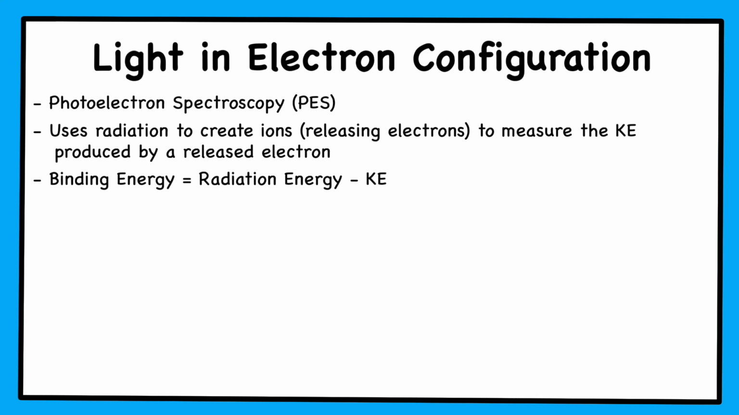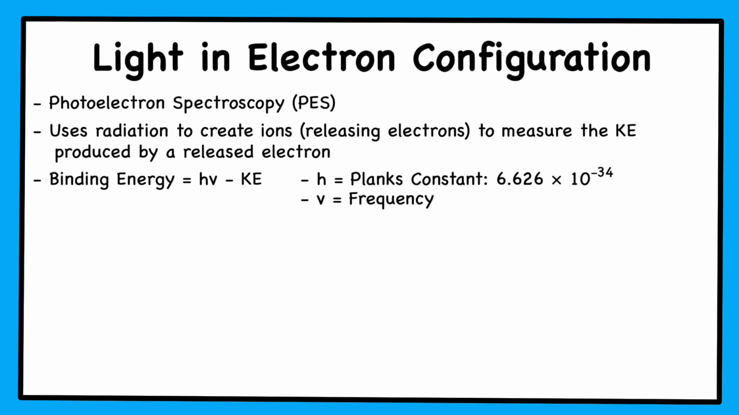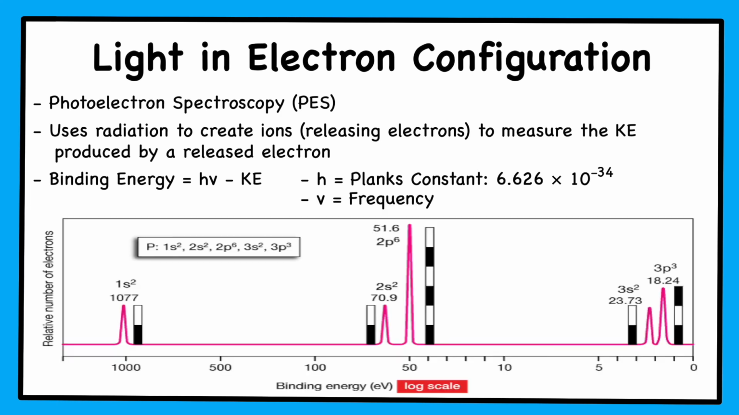With the given energy of the radiation and the kinetic energy of the ejected electron, we can find the binding energy of that ejected electron by simply subtracting the kinetic energy of the electron from the energy of the radiation. In other words, hν minus kinetic energy, where h is Planck's constant and ν is the frequency of the wave. A PES then will create a PES spectrum, graphing the photoelectron count versus binding energy.